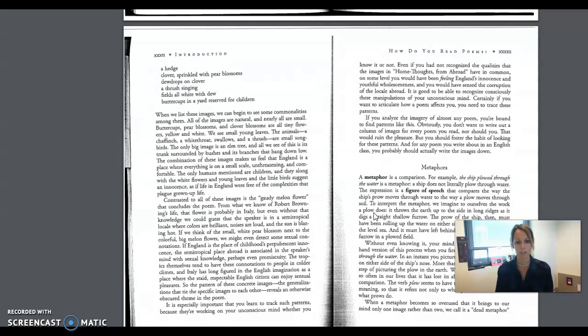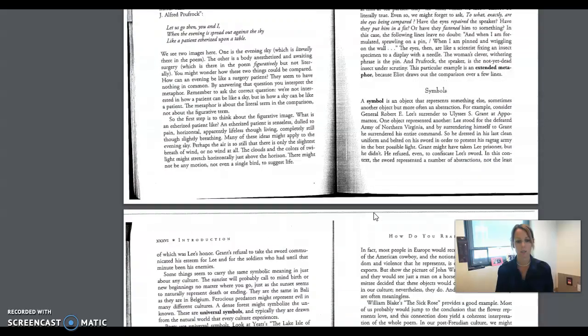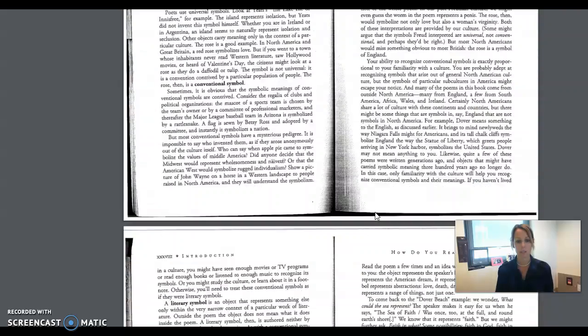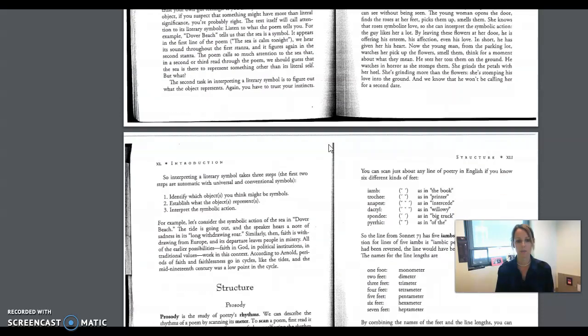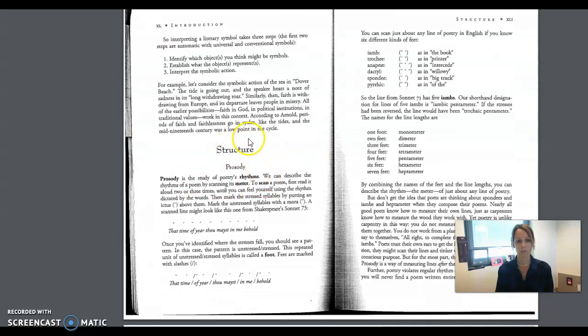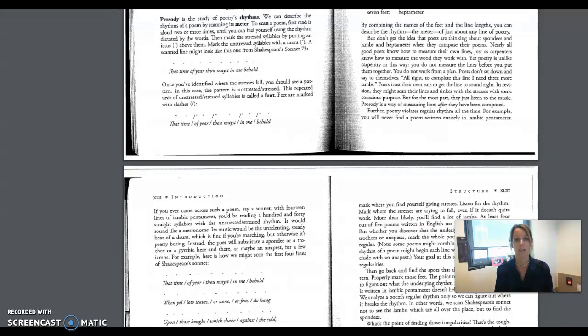Metaphor, figure of speech, symbol, universal symbols, literary symbol. Many of these things are going to be familiar. We have the structure, which is tricky for some people. None of this needs to be memorized unless you're really into it and you want to memorize it. But the quiz is based word for word on these terms. Most of the terms, not all of them, but many of them will be on the quiz that's due at the end of the unit, along with the journal that is due at the end of the unit.